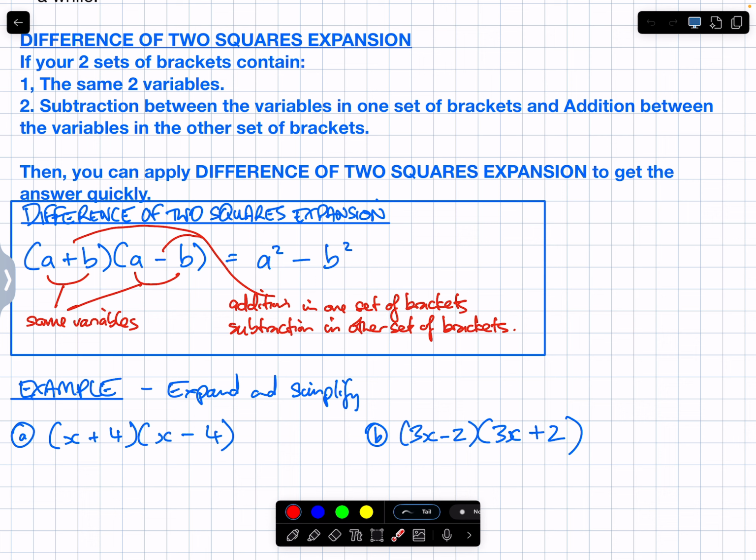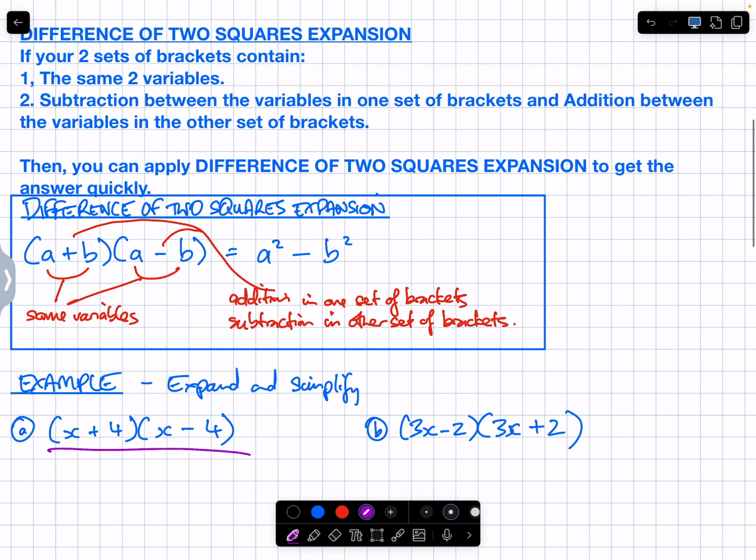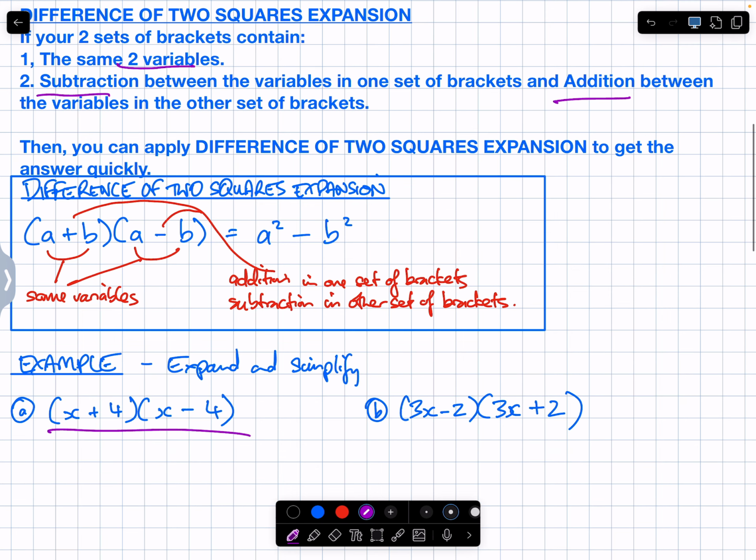Okay? Whereas if you notice this one, are they both X and 4? In that example, are the variables inside those two brackets X and 4? What is the only difference between the brackets then? The one with the underline. What's the only difference between them? The operation, plus and minus. So I've identified that I have same two variables, subtraction and addition. So what's the shortcut? A is X, B is 4.